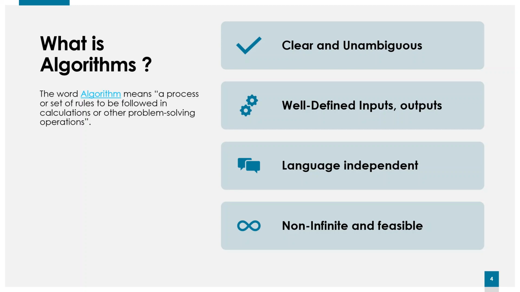You just want to understand how the logic will look like, and it should be non-infinite and feasible. So it should not be going through infinite loops, and it should be feasible, it should be doable. So these four qualities you should really think about before writing any algorithms.